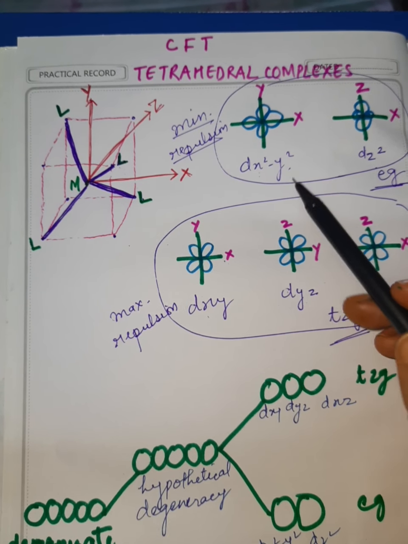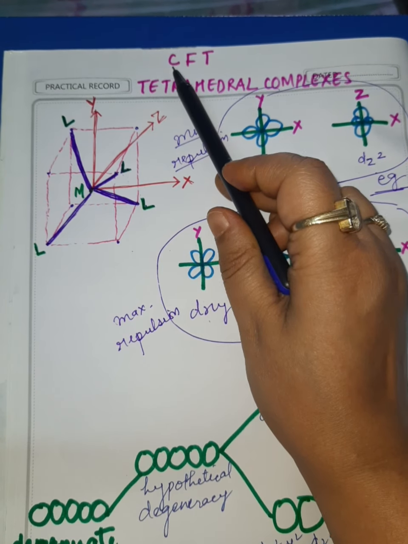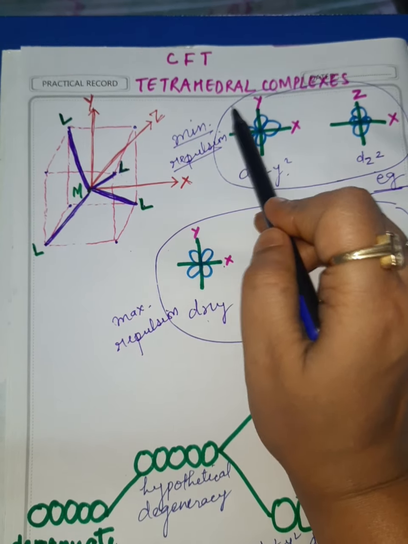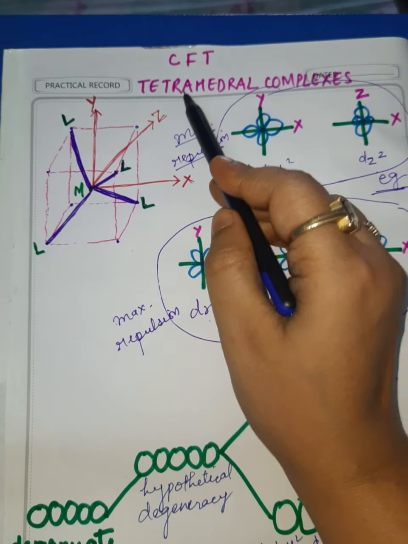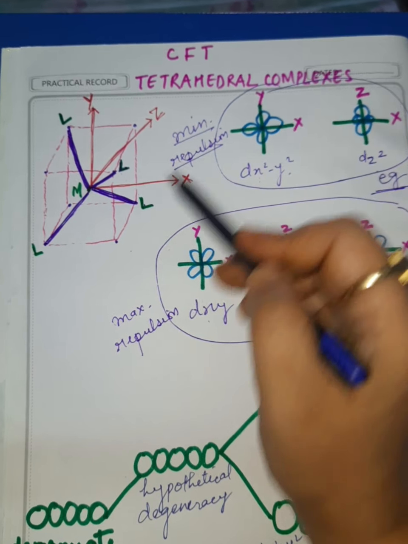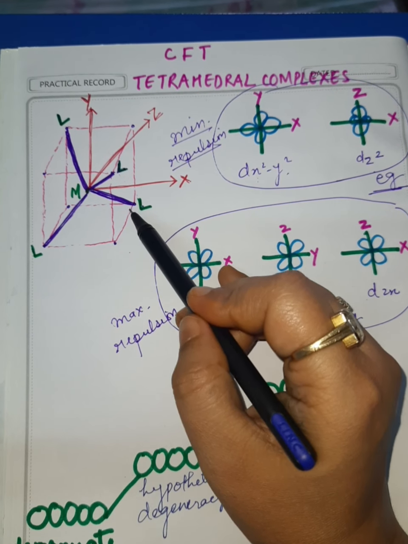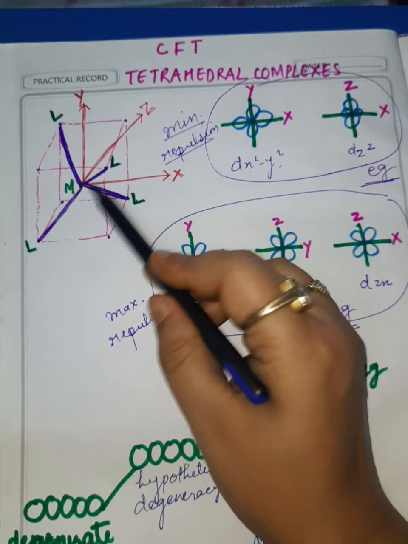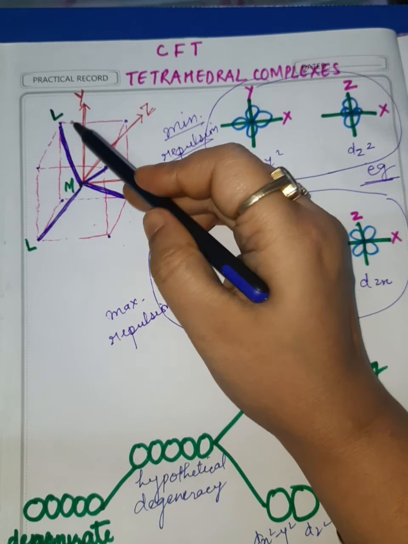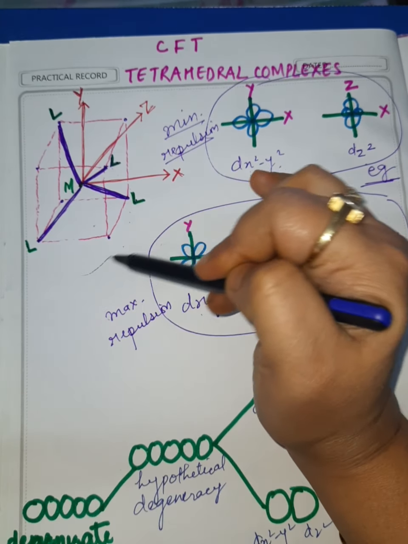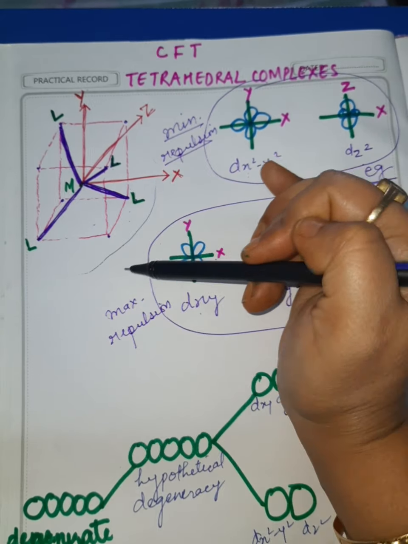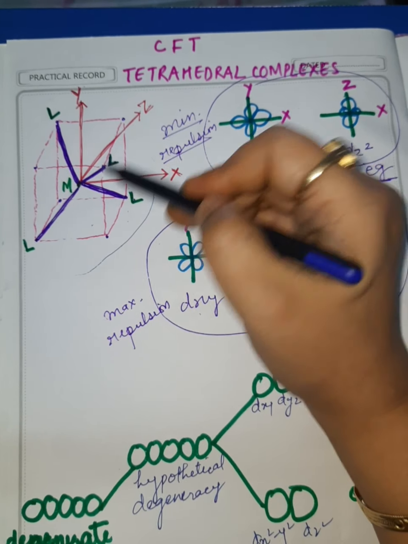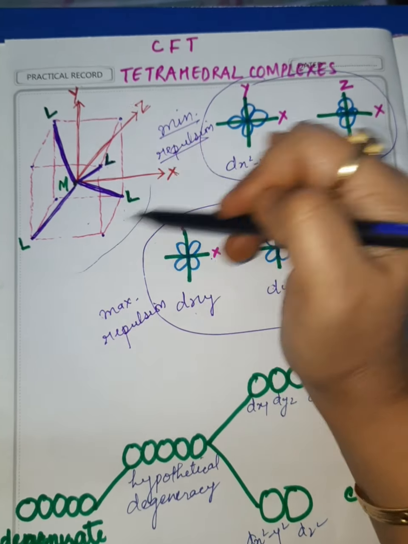Hello my dear students, in this video we are going to study crystal field theory for tetrahedral complexes. To understand the tetrahedral complexes, just look at this diagram. In tetrahedral complexes, the central metal atom is bonded with 4 ligands tetrahedrally. So in 3-dimensional space, the orientation of the metal and ligand comes like that. And these are the 3 axes according to the 3-dimensional space which I have made here.